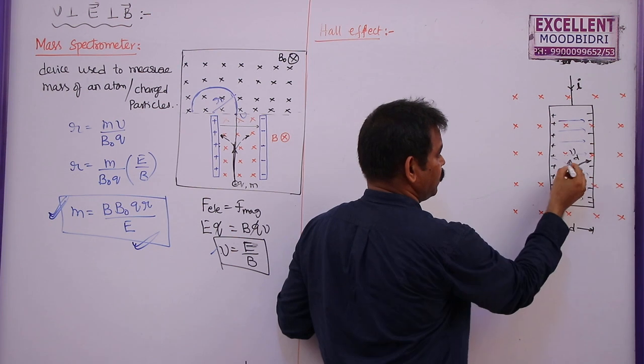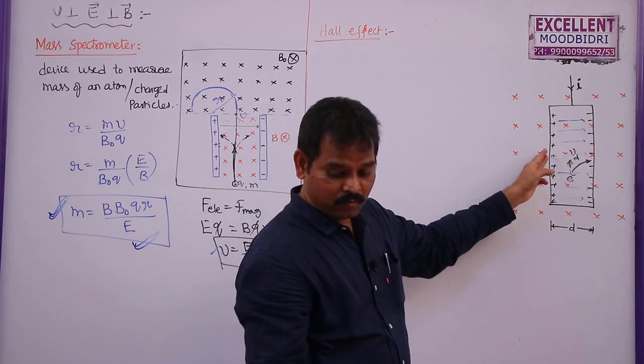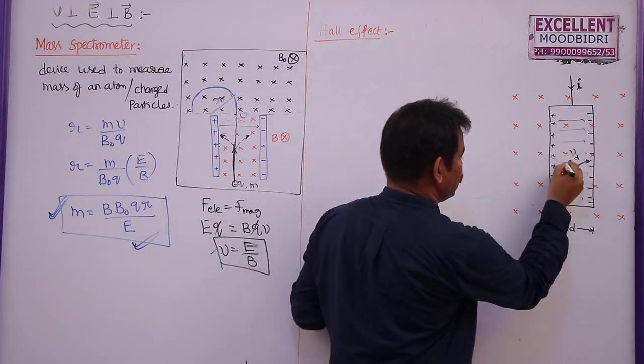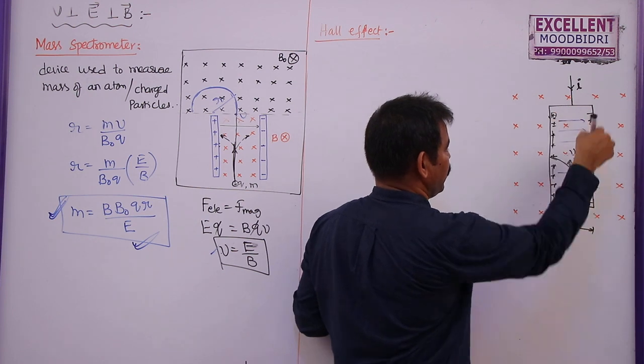So this is the magnetic force. This is the electric force. Slowly electrons will try to move in this direction. So the accumulation of positive charges and negative charges will nullify this.